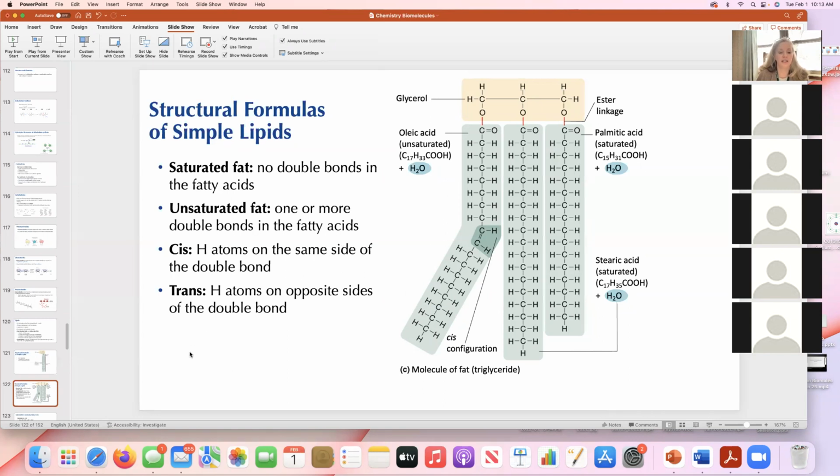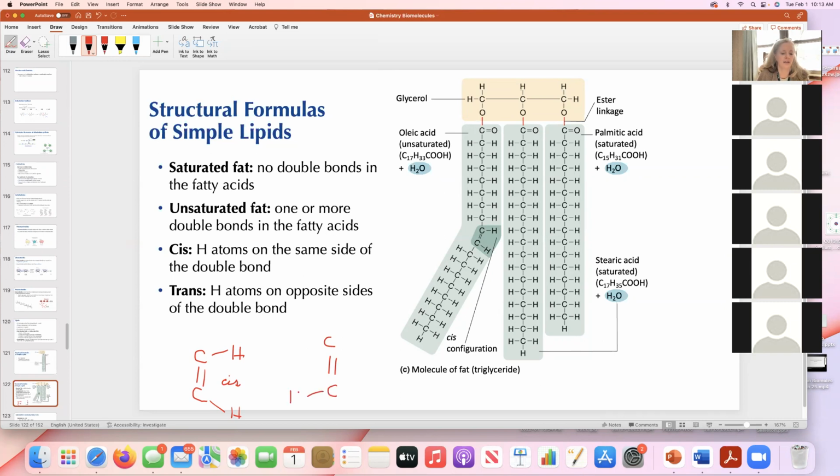All right, so cis and trans bonds. Cis just means the atoms are on the same side of the bond. So if I drew, like we're drawing cis here, we have carbon going to carbon, and if the hydrogens were on the same side of the double bond, that is cis conformation. If I drew the carbons and we had the hydrogens on opposite sides of the bonds, okay, that's the trans conformation.